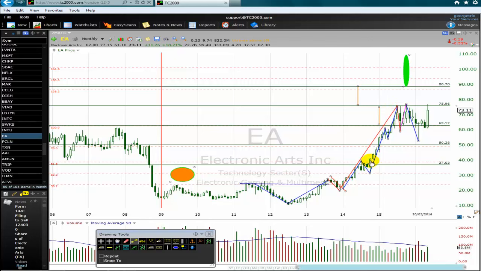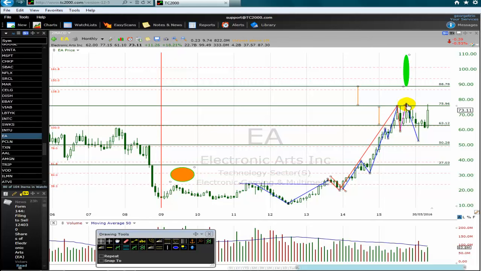Our third Elliott wave is subdivided into five minor waves: 1, 2, 3, 4, 5. No Elliott wave principle violation here, forming the third Elliott wave. And then we have this pullback. That's why I'm calling this the fourth wave.